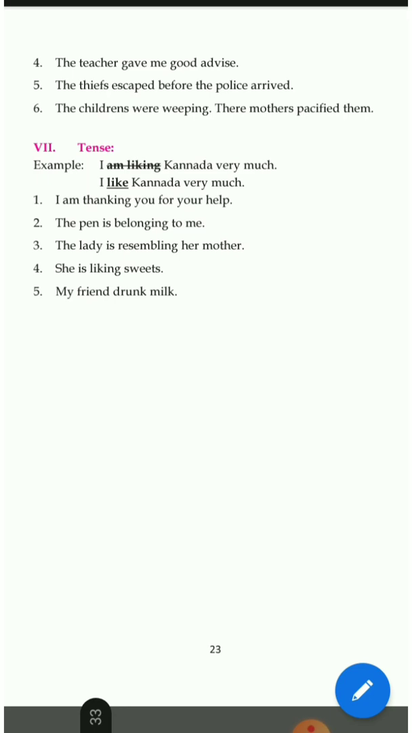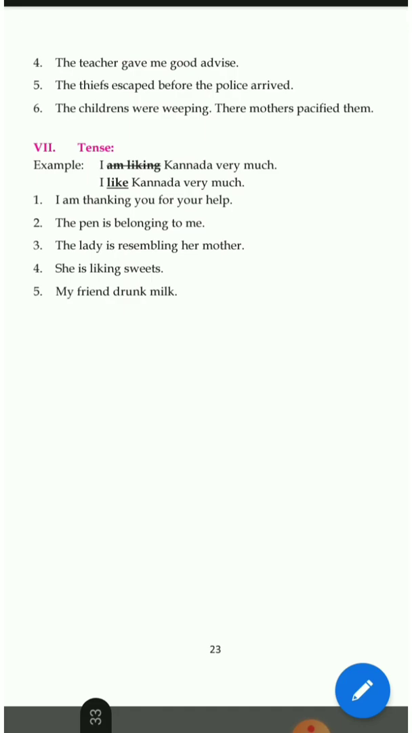Their mothers. So again, it has to be THEIR. Their mothers. There is Ali. Okay, THERE, there is Ali. So it has to be their mothers pacified them. Pacifying is consoling. Pacified them.